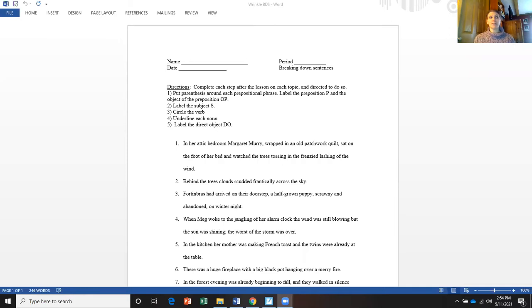So step 1 is to put parentheses around each prepositional phrase. We're going to label the preposition P and the object of the preposition OP. Step 2 will be to label the subject with an S. Step 3, circle the verb. These are all things we've been doing on some of our other practice packets. I'm asking that you underline each noun and then also to label the direct object.